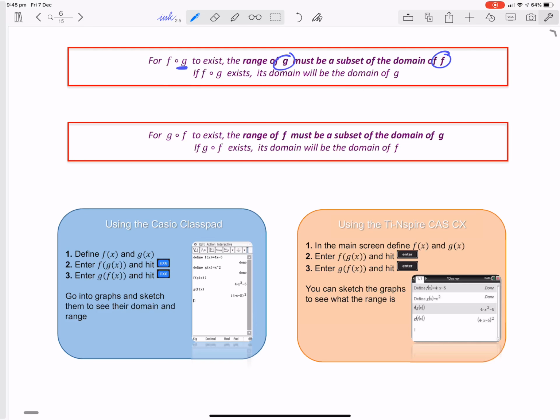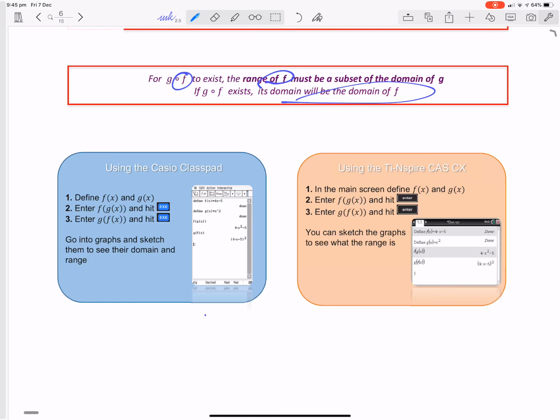Okay, however, if f is the inner function, the range of f must be a subset of the domain of g. So that means that the range of the inner function still has to be a subset of the domain of the outer function. If it exists, it's going to be the domain of the inner function.